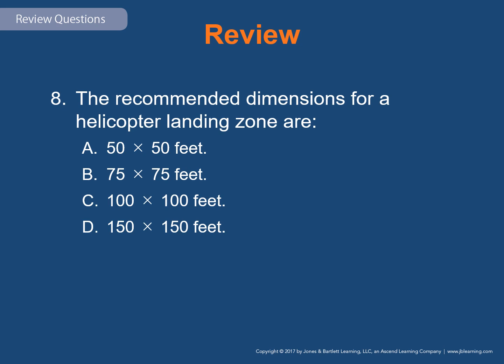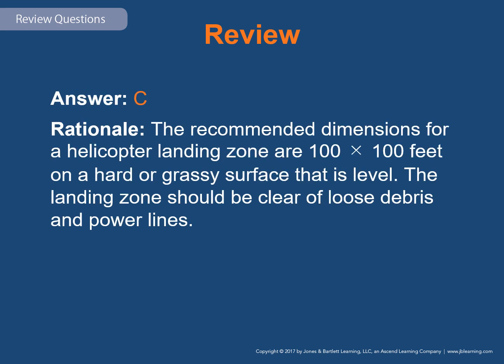The recommended dimensions for a helicopter's landing zone are 50 by 50, 70 by 75 feet, 100 by 100 feet, or 150 by 150 feet. This one you should remember easily. It is C, recommended dimensions for a helicopter landing zone are 100 by 100 feet on a hard or grassy surface that is as level as possible. The landing zone should be clear of loose debris and power lines and overhead hazards.